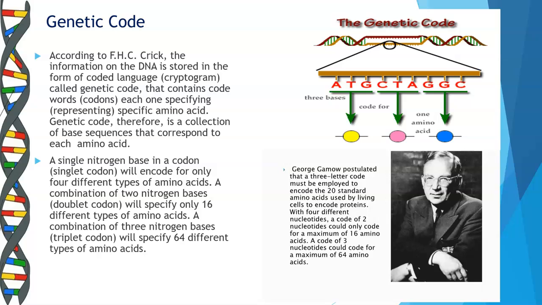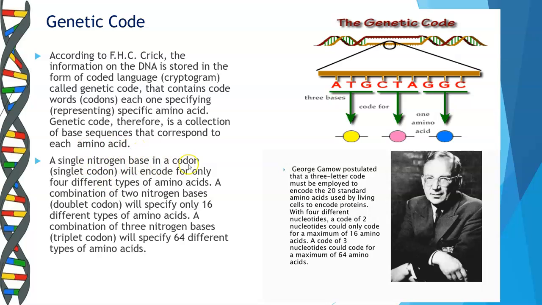So the question arises, how is it possible that 20 types of amino acids are encoded by 4 types of nitrogenous bases? According to Crick, the information on the DNA is stored in the form of a coded language, called a cryptogram, also called the genetic code, that contains code words, codons, each one specifying, that is representing, a specific amino acid. The genetic code therefore is a collection of base sequences that correspond to each amino acid.